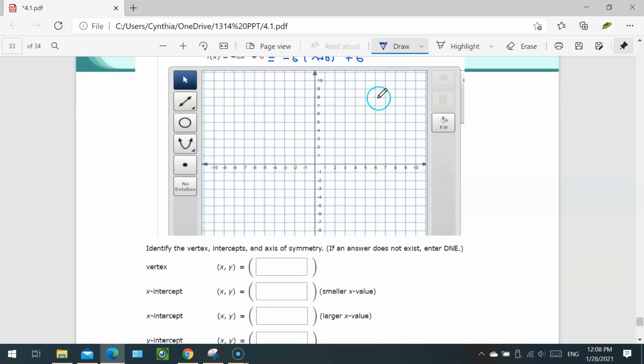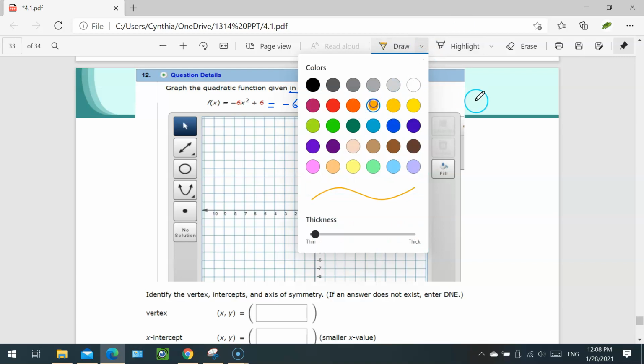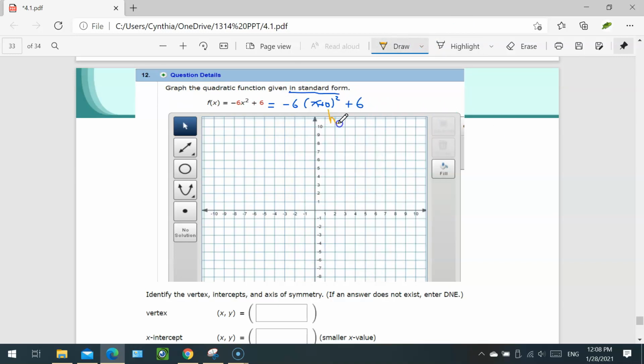So from here, we can easily find the vertex point is 0, 6. So this is your h, this is your k. So your vertex point is at 0, 6. And it doesn't matter whether you have positive 0 or negative 0, it's still 0. Finding the x-intercept, we let y equal 0, right? So y equals 0, this is the x-intercept.